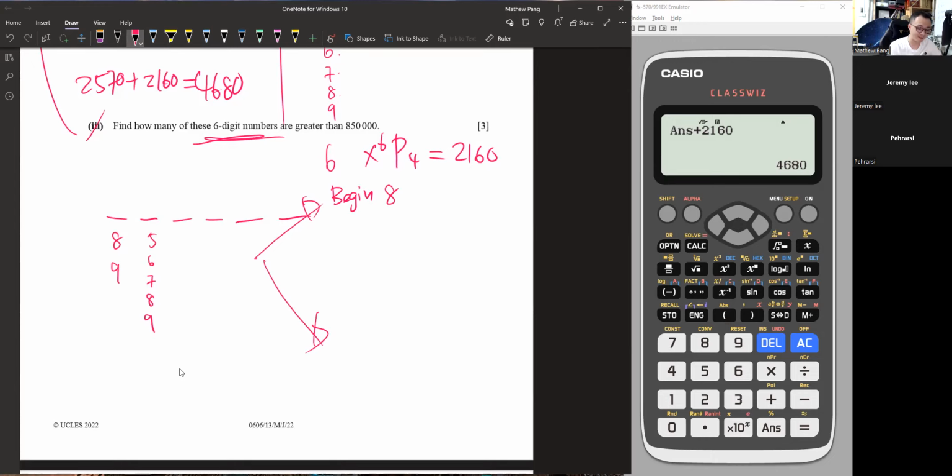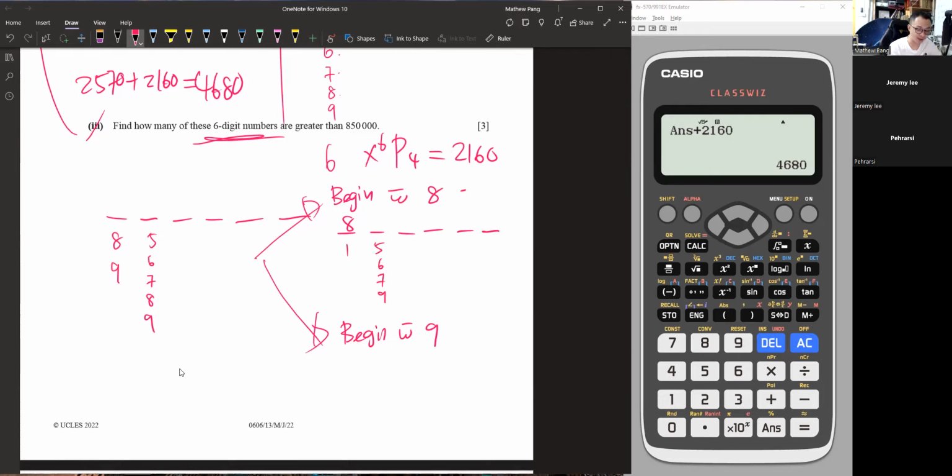If I begin with 9, this one is basically begin with 8. Okay, so if 8 is the first number, then I just want to make sure this is only one choice, right? My second number here can only use the 5, 6, 7, 9. 4 choice only. Okay, so here have 4 choice.